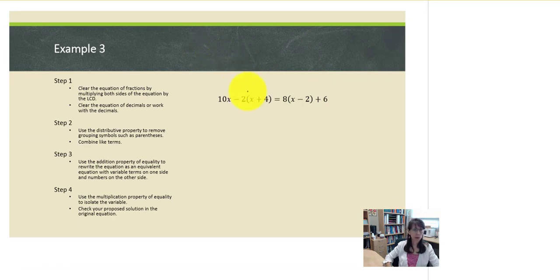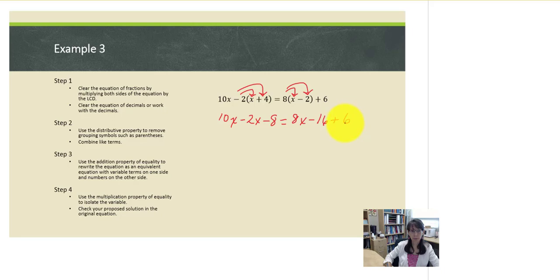In our third example, we have parentheses again. So we're going to distribute to simplify. We have 10x minus 2x minus 8 on the left. On the right-hand side, we'll distribute 8. So 8 times x would leave us 8x. 8 times negative 2 is minus 16. And finally, plus 6 is not part of the distributing because it is not in the parenthesis.